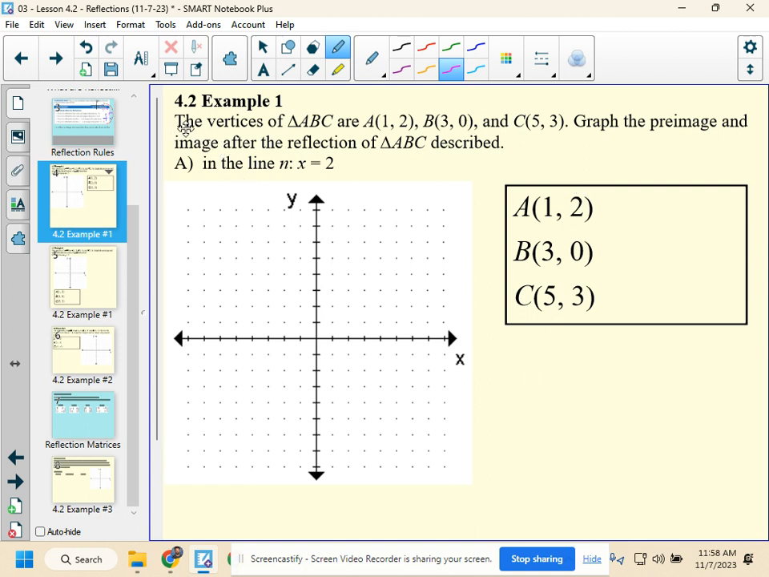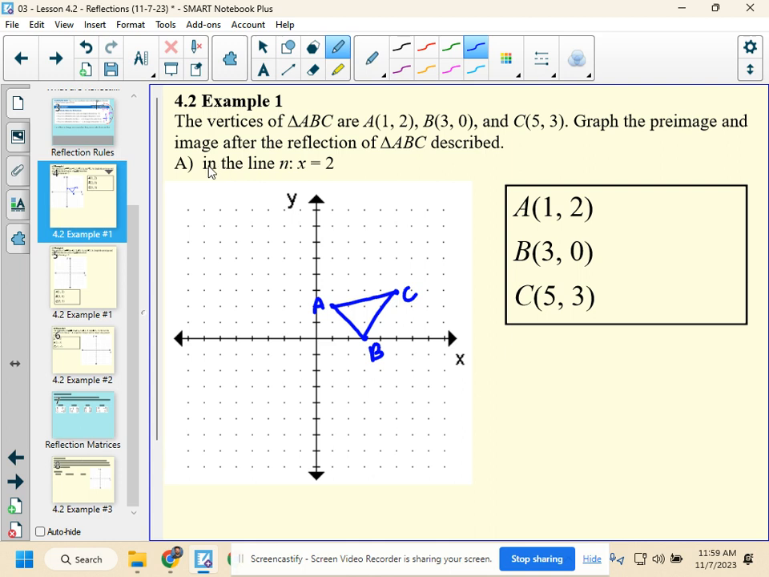It tells us here, example one, the vertices of triangle ABC are given. Okay, graph the pre-image. Let's get that banged out. Where's the point A (1, 2)? It would be right here. B is the point (3, 0). And C is the point (5, 3). Okay, so we'll graph this as my pre-image. I'm going to label my points as A, B, and C. Okay, so we've taken care of that. We've graphed the pre-image, and now it says graph the image after the reflection of ABC as described.